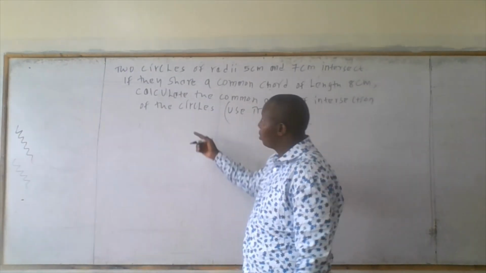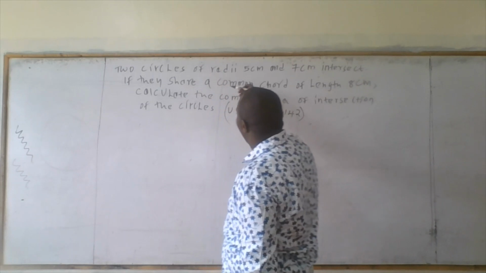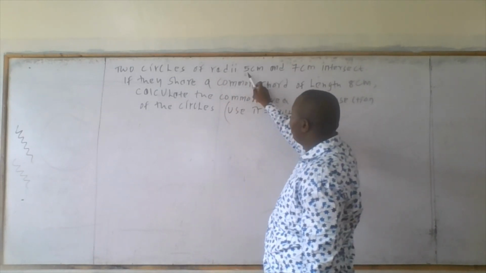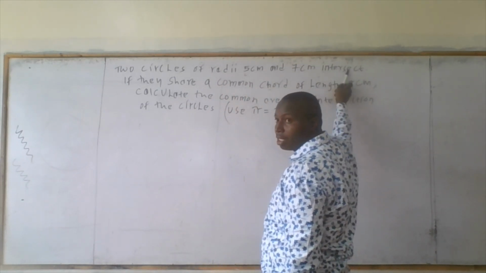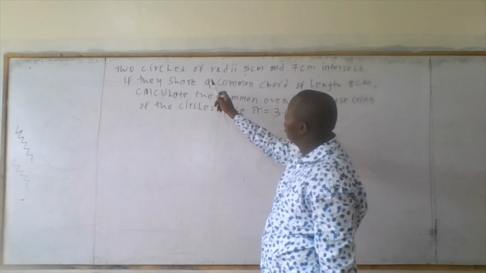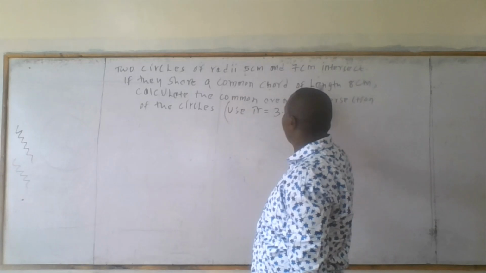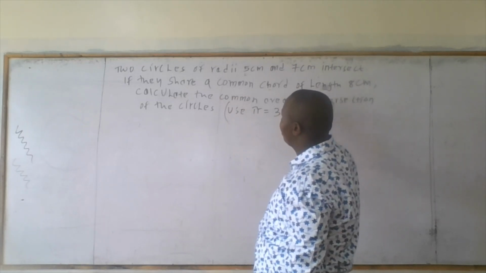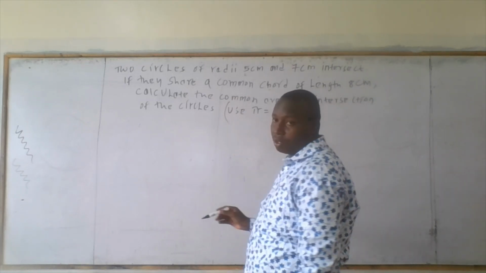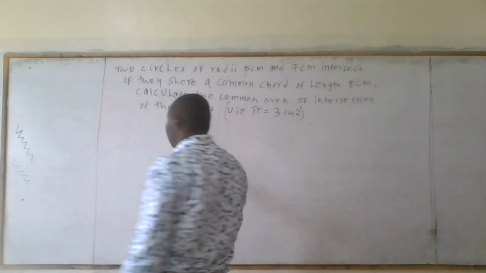Now, this kind of question: we have two circles of radii 5 centimeters and 7 centimeters. They intersect. If they share a common chord of length 8 centimeters, calculate the common area of the intersection of the two circles. So draw the two circles here.